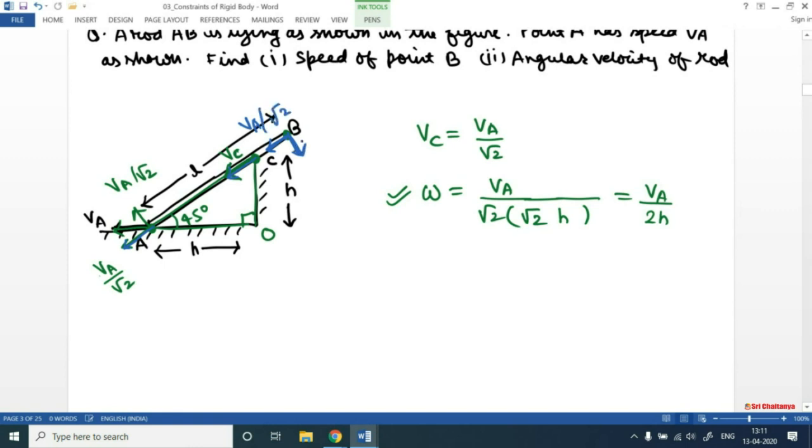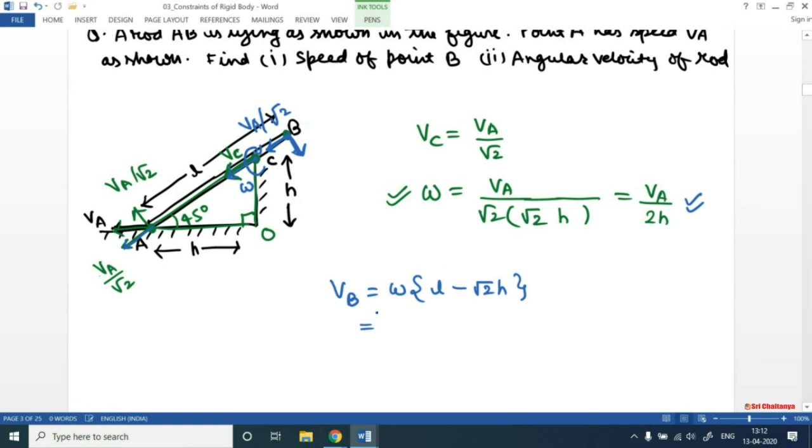What about this point B over here? Since we have already found out the angular velocity about point C of this rod, which is in the clockwise direction, omega we have already found out. So the velocity of point B would be simply omega times this CB distance. The length of this whole rod is L, and the length of this part AC is nothing but root 2h. So it is omega into L minus root 2h.